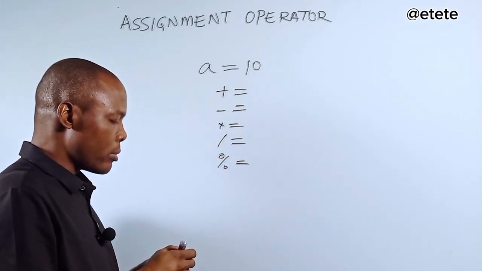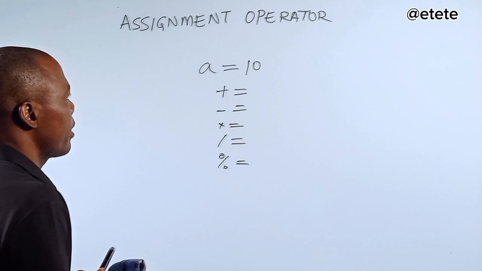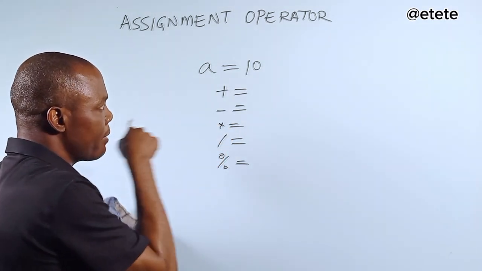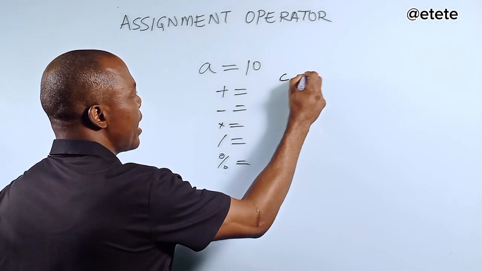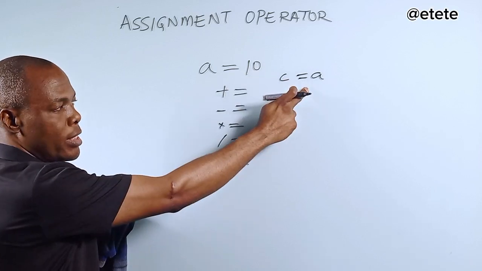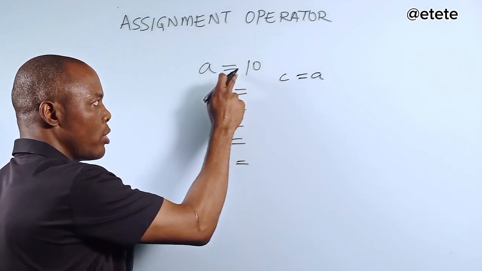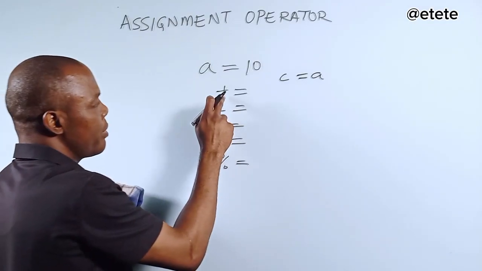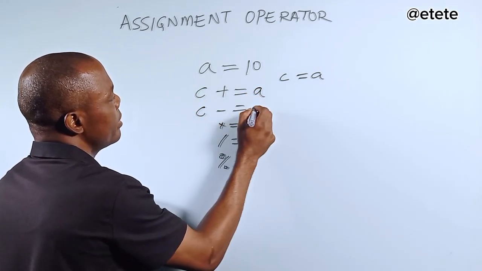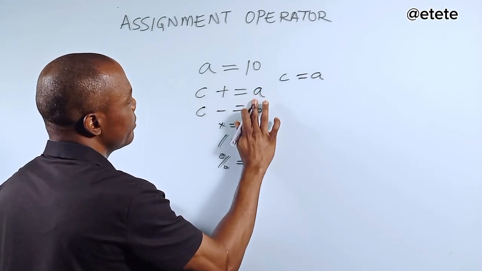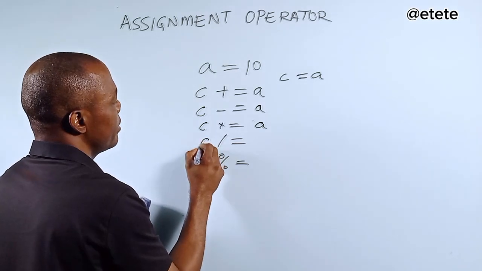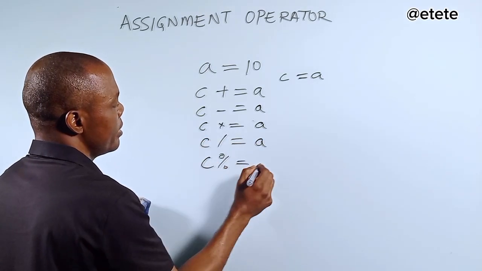For this one, if I want to do something like this, and I say, let's say here, I say C assign A, meaning I'm assigning the value of A to C. This C will also carry 10 because A is carrying 10. Now, here, if I do something like this, C, A, C, A.